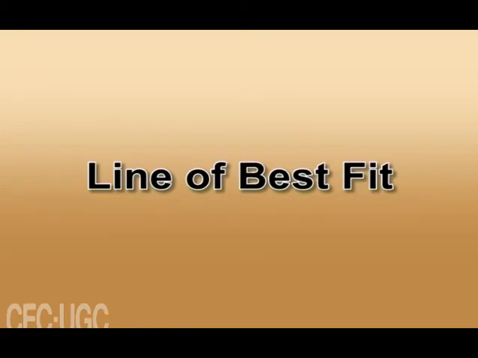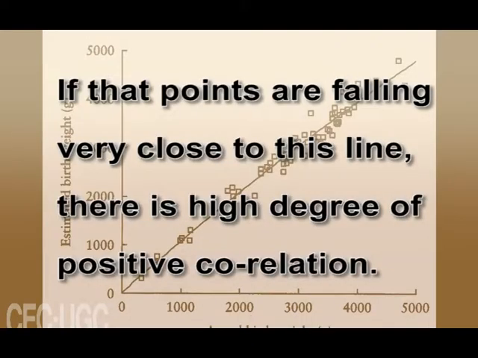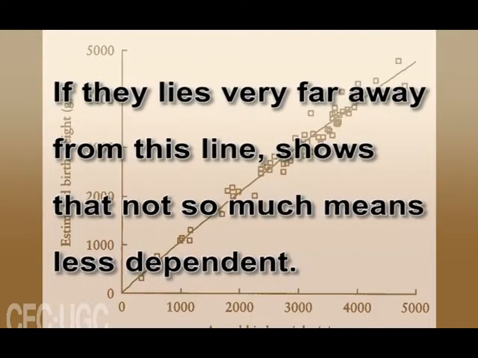Lines of best fit. A line of best fit can be drawn using the least square method. If the points are falling very close to this line, there is a high degree of positive correlation. If they lie very far away from this line, it shows that the correlation is not so strong, meaning less dependence.